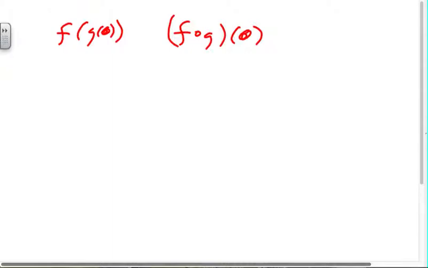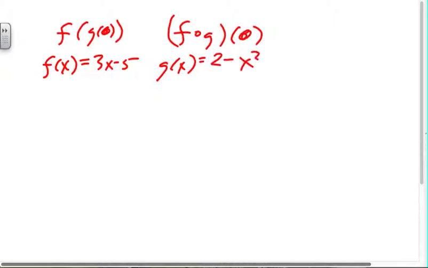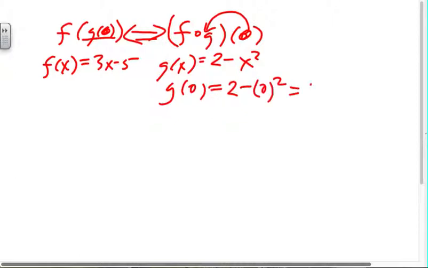No, actually, let's deal with different ones. So let's say f of x is 3x minus 5. g of x equals 2 minus x squared. So what you do is you take the 0 and you put it into g. So g of 0, which is what this is, and remember these are interchangeable notations. You'll see it written both ways. I'm going to expect you to recognize it both ways. 2 minus 0 squared, which is 2.